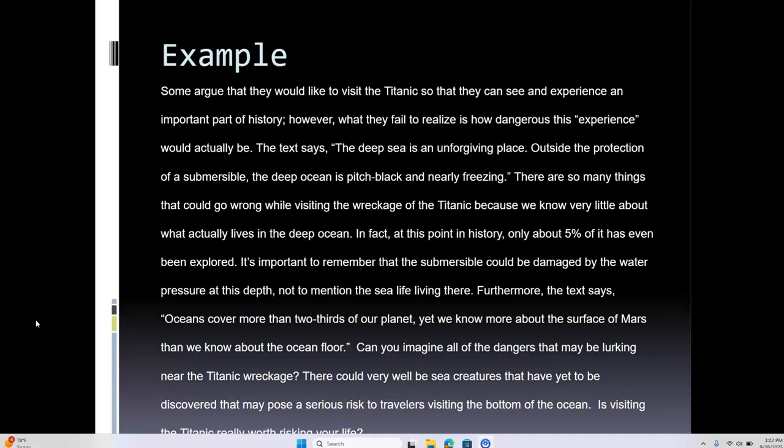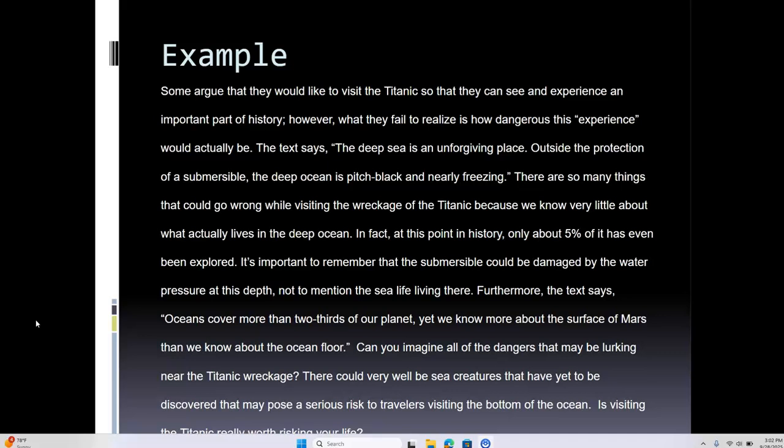Some argue that they would like to visit the Titanic so that they can see and experience an important part of history. However, what they fail to realize is how dangerous this experience would actually be. The text says, "The deep sea is an unforgiving place. Outside the protection of a submersible, the deep ocean is pitch black and nearly freezing. There are so many things that could go wrong while visiting the wreckage of the Titanic because we know very little about what actually lives in the deep ocean. In fact, at this point in history, only about 5% of it has even been explored. It's important to remember that the submersible could be damaged by the water pressure at this depth, not to mention the sea life living there."